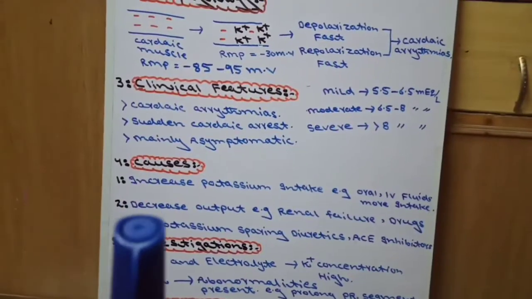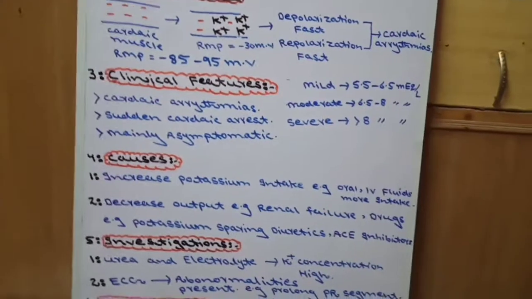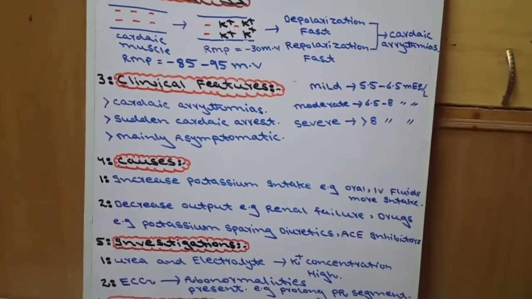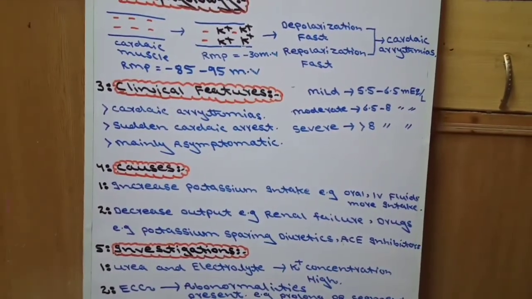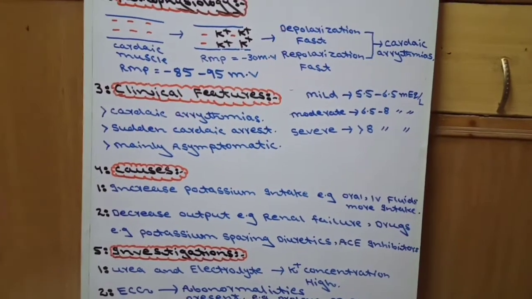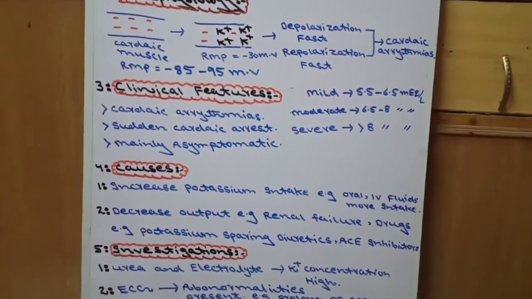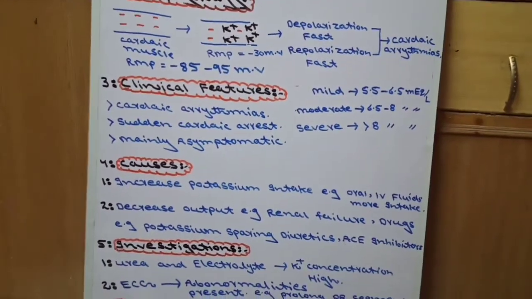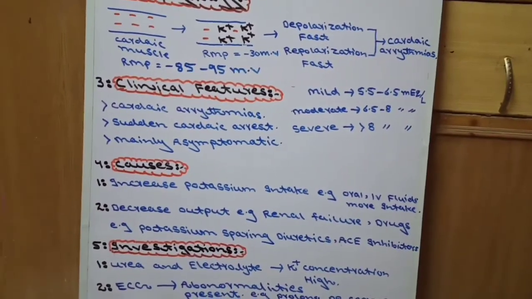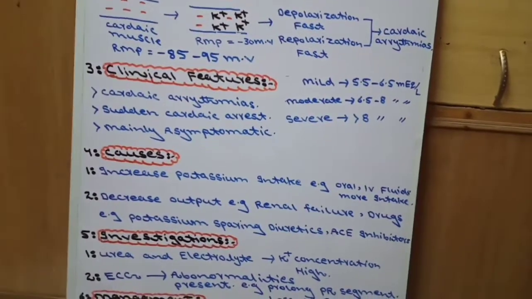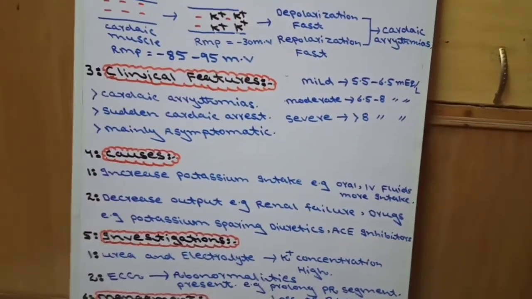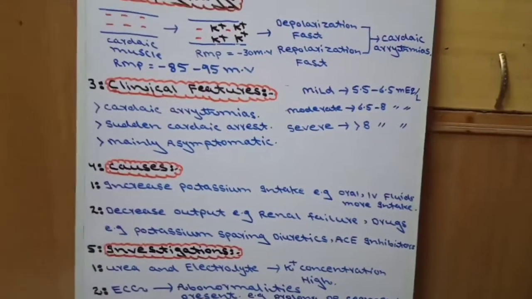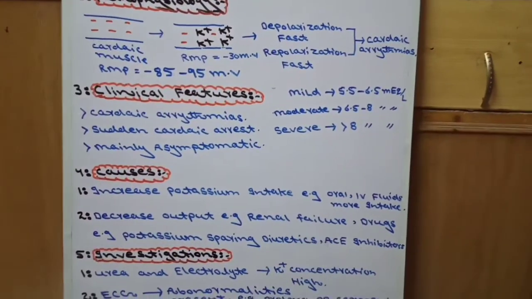The second cause is decreased output. If potassium output is decreased, meaning the excretion of potassium from our body decreases, there will be hyperkalemia, because the potassium accumulates in the serum and does not move outward from our body. For example, in renal failure.